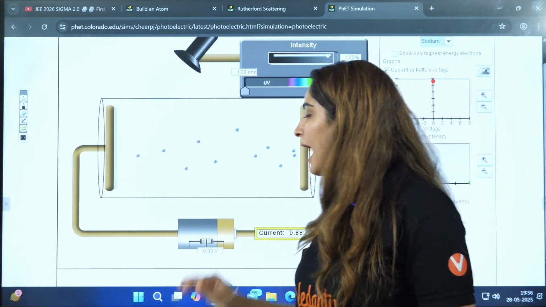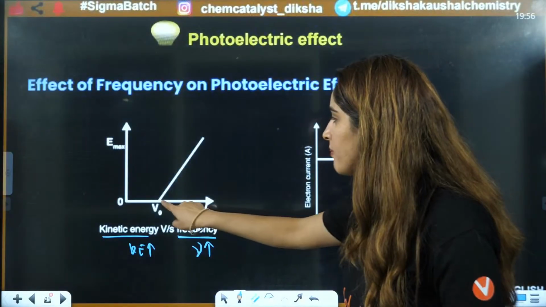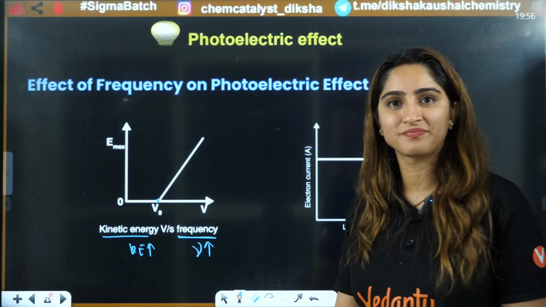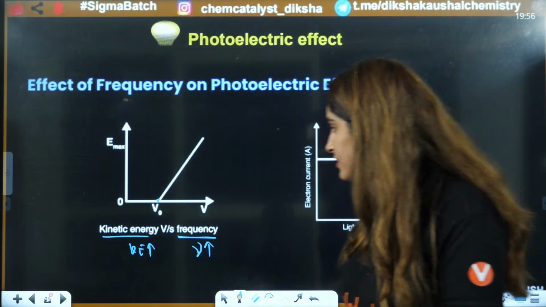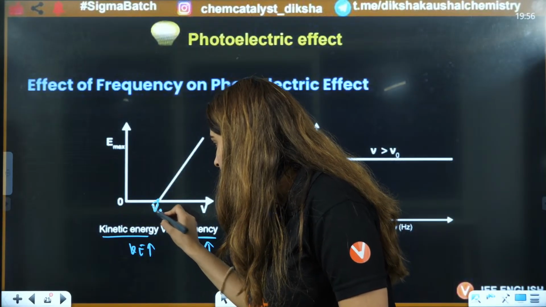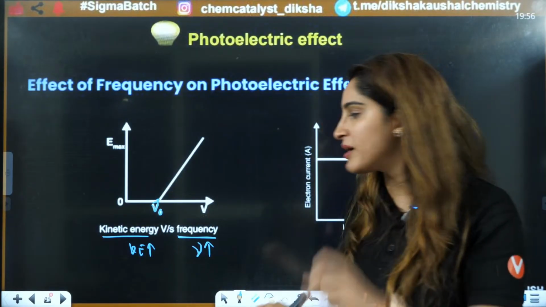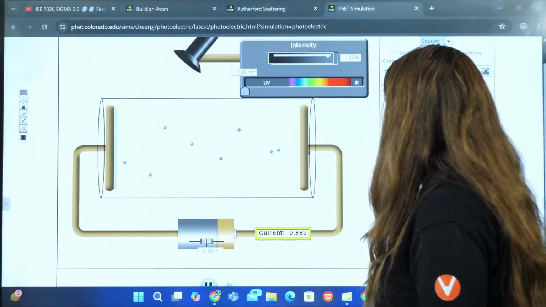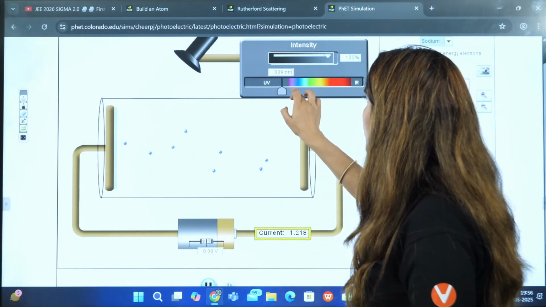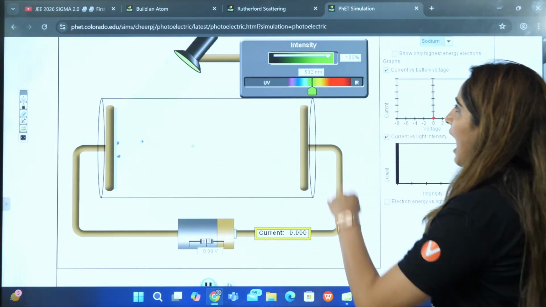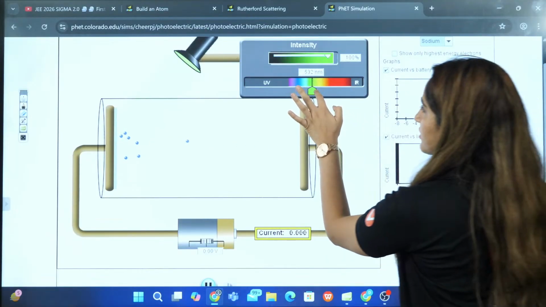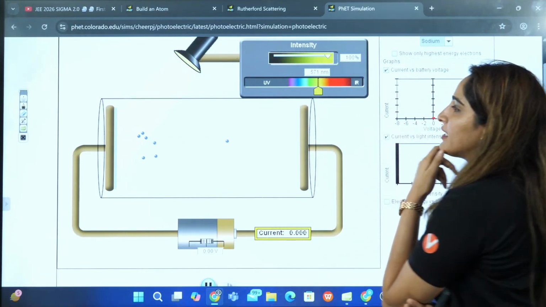So that's why we have started from mu naught. Why have we started from mu naught? This is not V naught, this is mu naught, because at least this much frequency is required, no? Energy will not start from zero. If you see this here, at green light there is still something, at yellow light there is nothing.